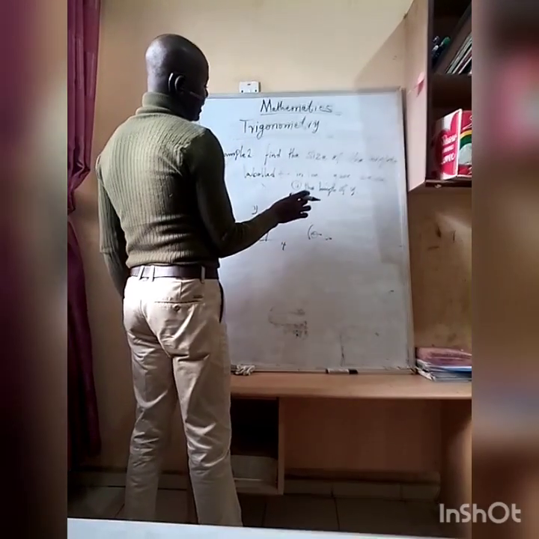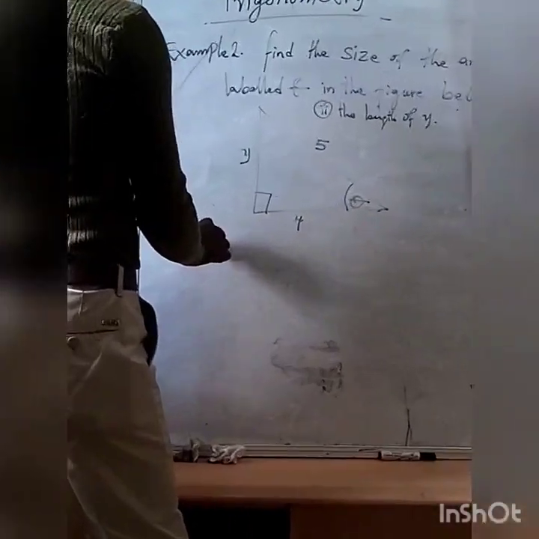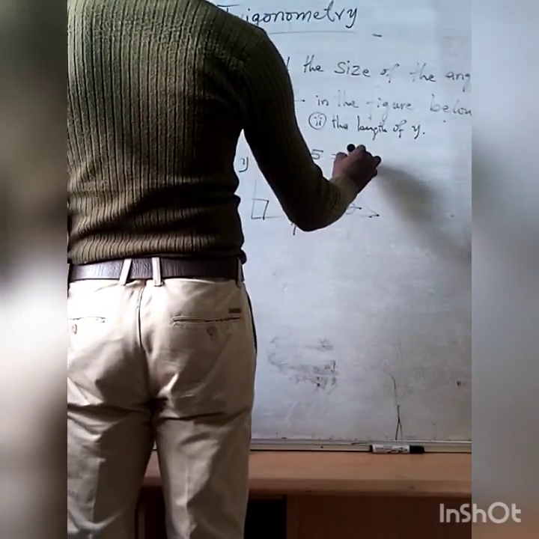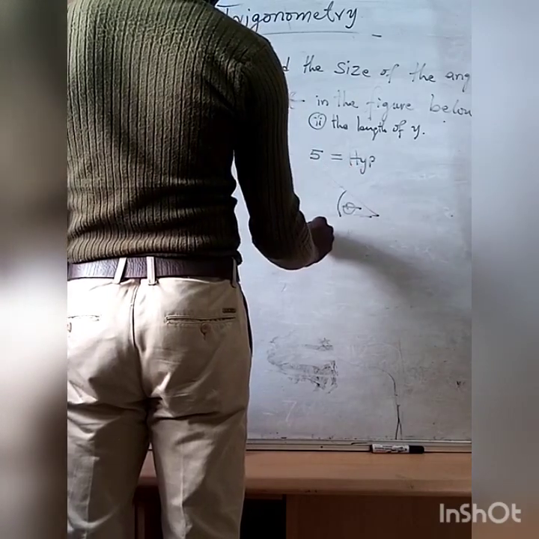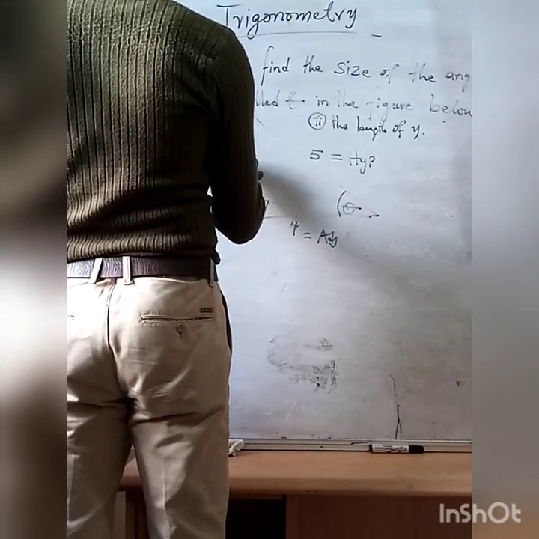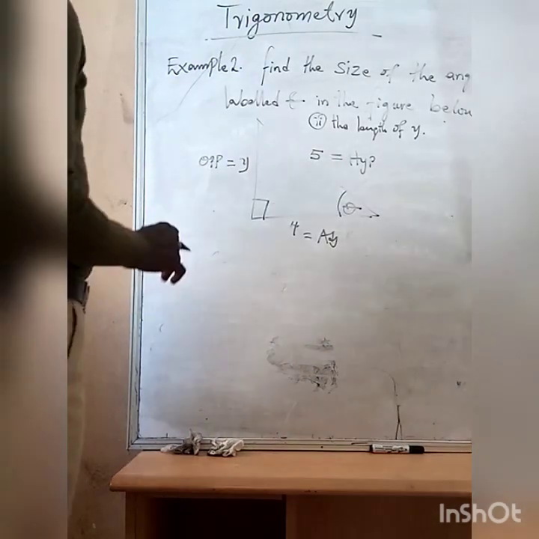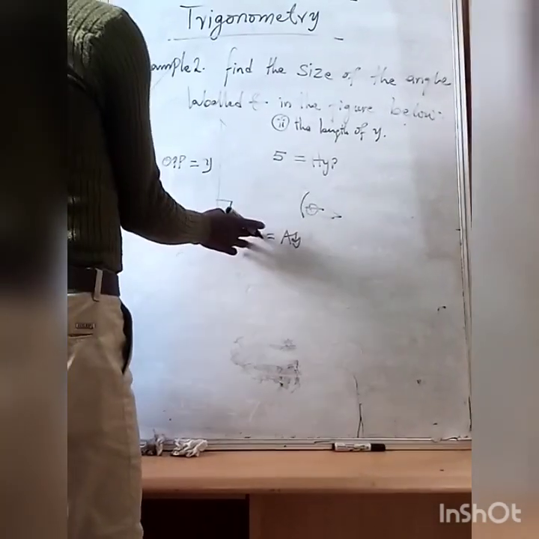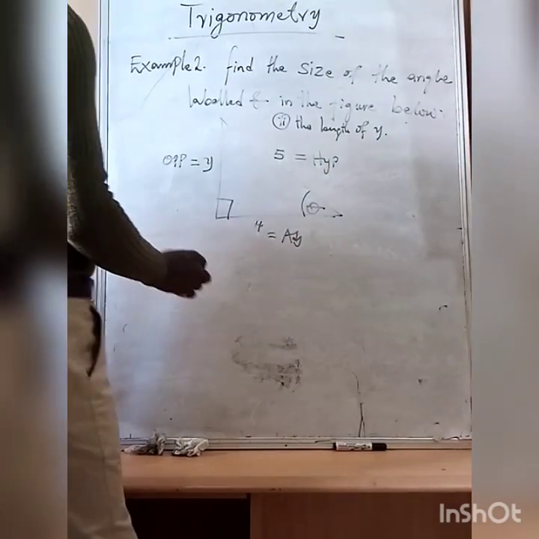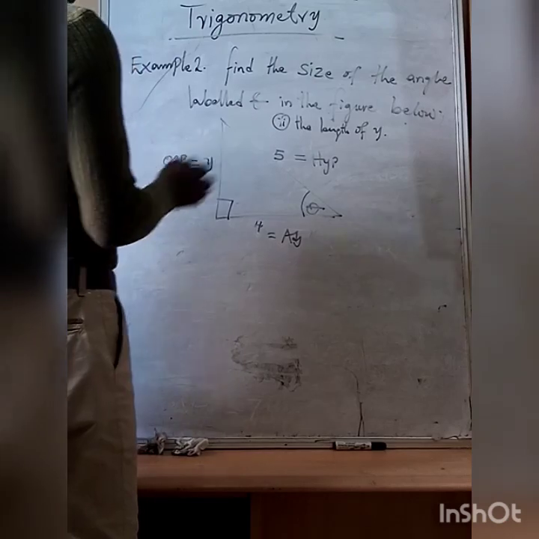The first question suggests that we find this angle. So we now come here to say, first we label the sides, identify the sides. It's very important. This is hypotenuse, this is adjacent, and this is opposite. So having identified the sides, the next thing to be done is to identify the ratio that connects these two given sides. This is adjacent and this is hypotenuse. Definitely the ratio that connects them is cosine.